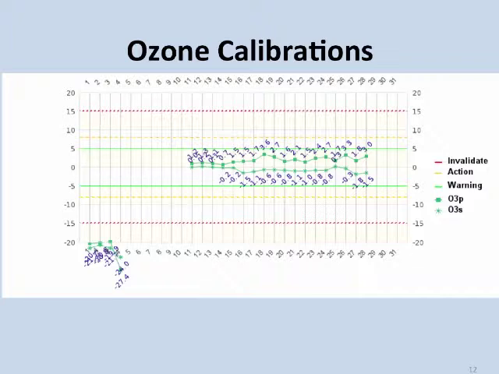So let's say you just came back from a long weekend, Martin Luther King holiday, and your control chart looks like that. What's the first thing you're going to do?